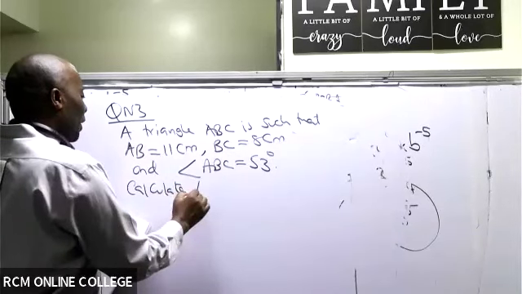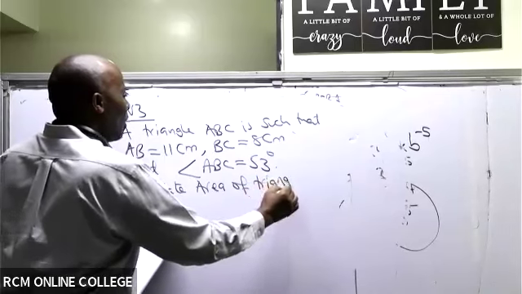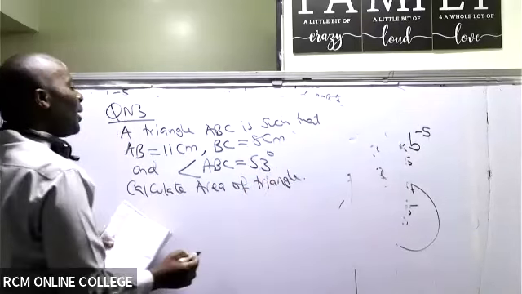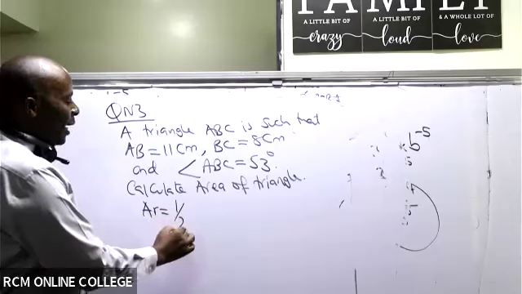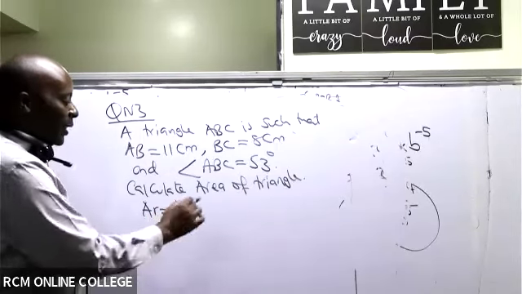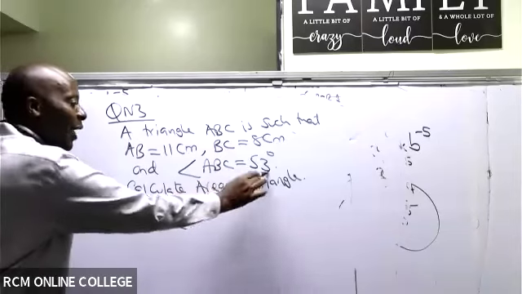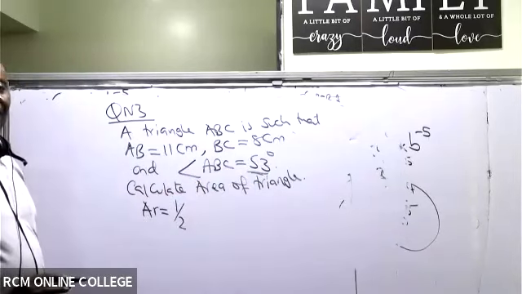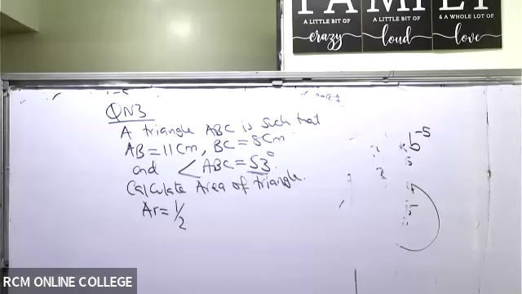So they want us to calculate the area of the triangle. Like now, you can't come and tell me that area equals a half length times the height or base. No, you can't use this formula here. Why? Because here we have an angle. So the very first thing that you're supposed to do, Byron already has gotten an answer here.